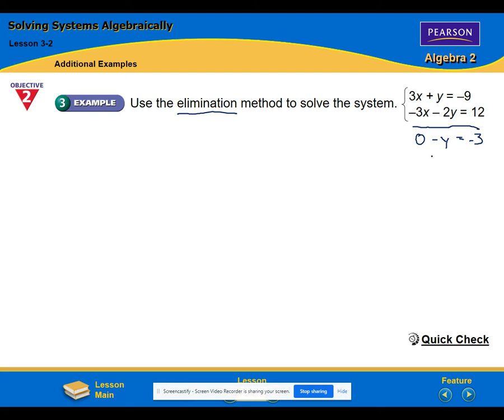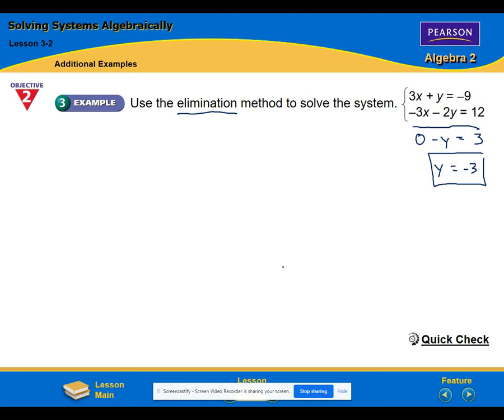And I'm sorry, positive 3. Not negative 3. Positive 3. Negative 9 plus 12 is positive 3. But the y itself is negative, so when I make it positive, y is going to become negative 3. The y value is negative 3. If negative y equals 3, then y equals negative 3.